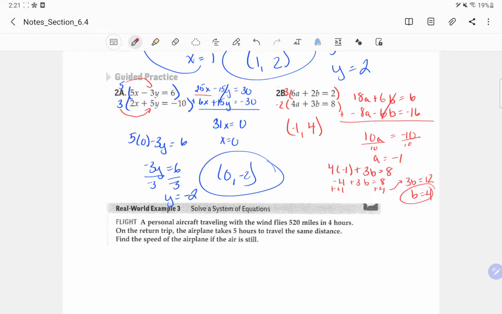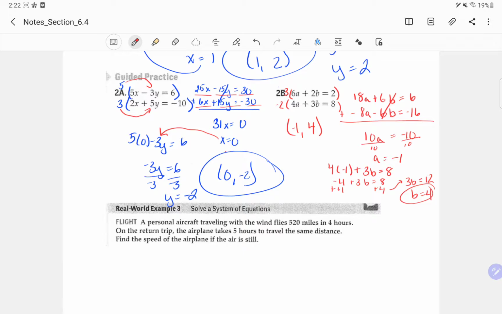But don't forget, you still need to multiply every single term by that number. When you do that and you solve, you'll end up with x equals 0, which then you can plug in to get 0, -2 as your point. Okay, same thing over here with 2b.